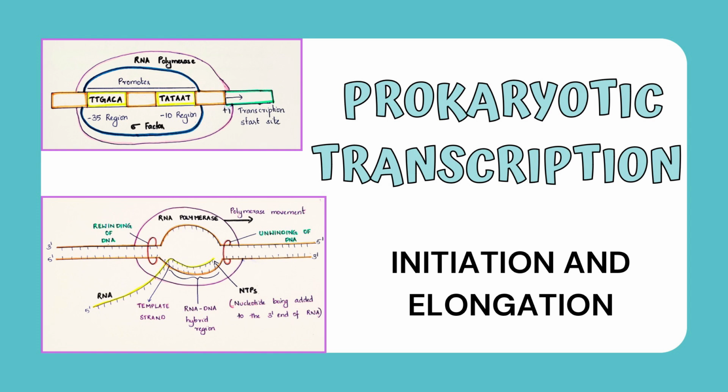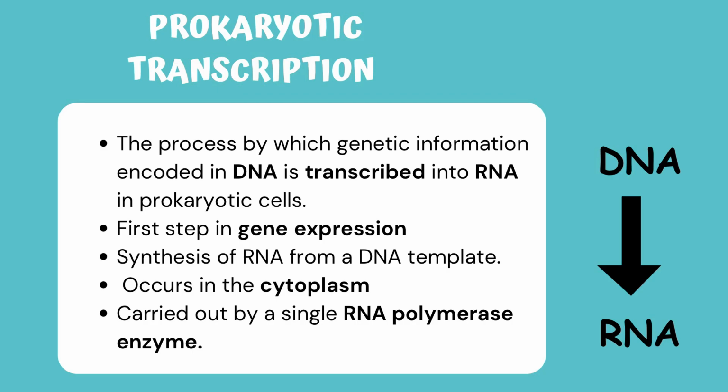Today let's learn about prokaryotic transcription. Prokaryotic transcription is the process by which genetic information encoded in DNA is transcribed into RNA in prokaryotic cells. Transcription is the first step in gene expression and it involves the synthesis of RNA from a DNA template. In prokaryotic cells, transcription occurs in the cytoplasm and it is carried out by a single RNA polymerase enzyme.